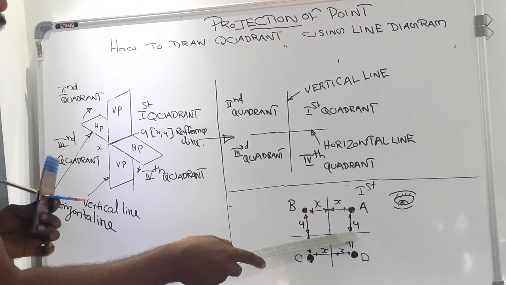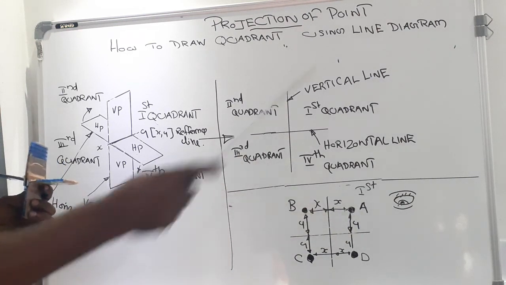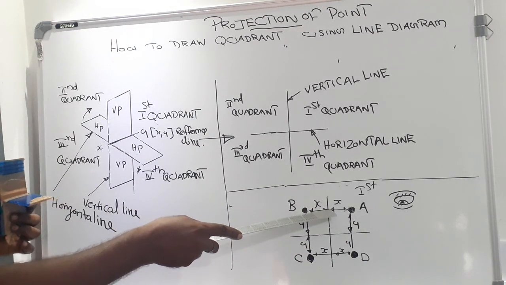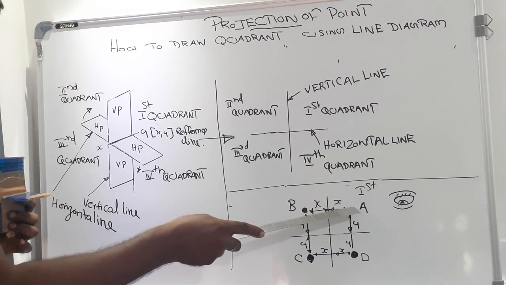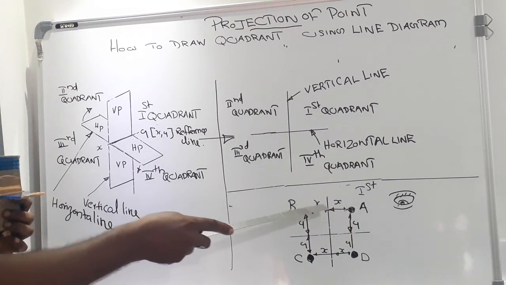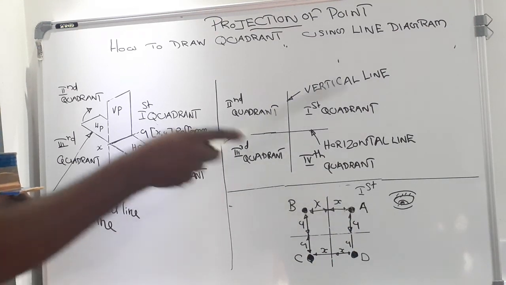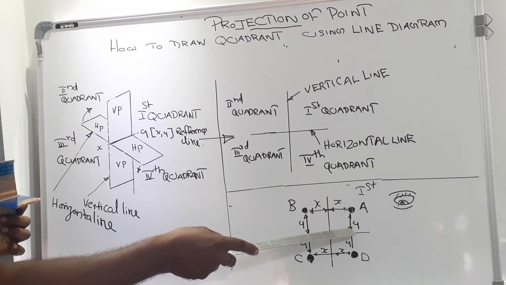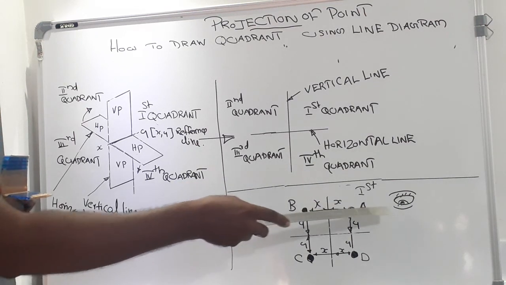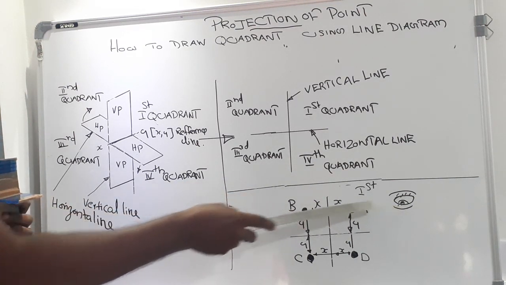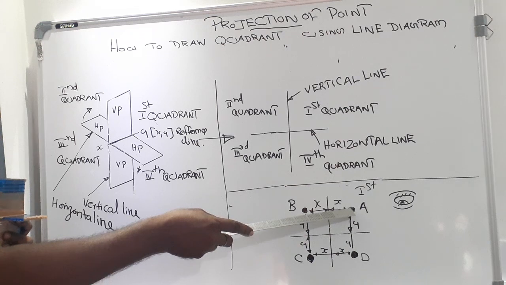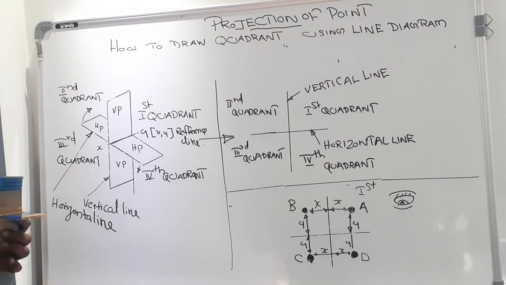keeping y distance from the horizontal plane. That means y distance from the horizontal line and x distance from the vertical line. That means above the horizontal line and in front of the vertical line. According to the viewer point, this point is situated in first quadrant, that is above the horizontal line and in front of the vertical line.